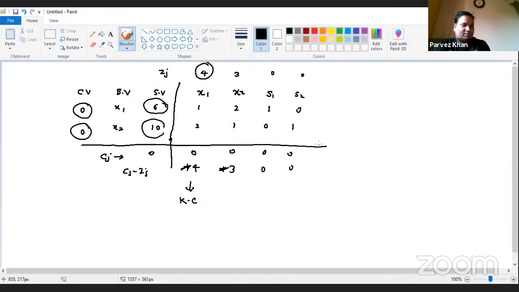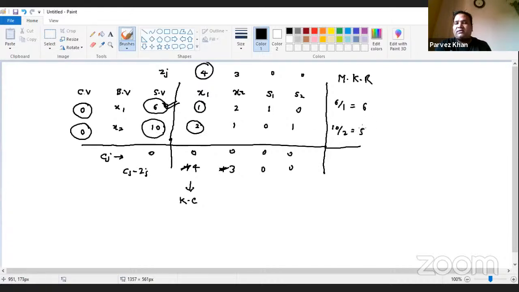For key row, you have to calculate the minimum key row. Okay, this calculation we do if they have not given it. How do we calculate the minimum key row? This is the solution value divided by the key column element. So the solution value is 6, and what is the key column element? This 1. So 6 by 1 will give you 6. Then the solution value is 10, and what is the key column element? 2. So 10 by 2 is 5.